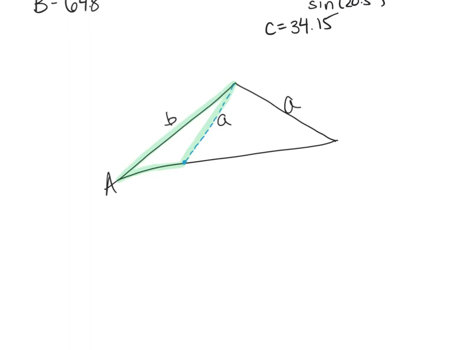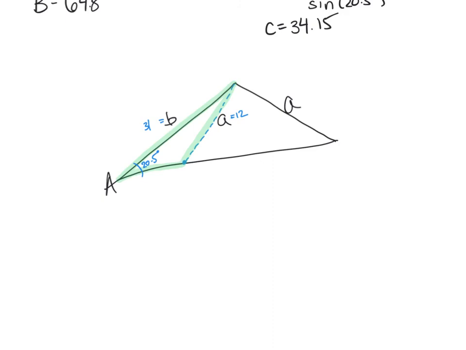Now we already know some of the information. So for instance, we know that this angle A right here is 20.5 degrees. We know that that side length B was 31. And we know that that side length A is 12. So we already know all of this information because it's given to us, but how do we get to the rest of the stuff?